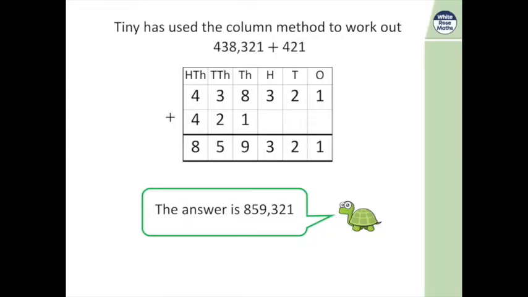Okay, Tiny. Now, Tiny's like Mistake. He's always making mistakes. He's used the column method to work out 438,321 plus 421, and he's come up with this answer, 859,321. We know he's wrong because of his place value. He's put the 4, 2, and the 1 all in the wrong place. What would you need to do to fix it? Have a think.